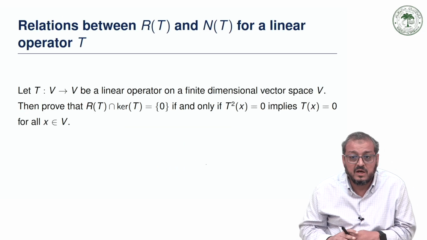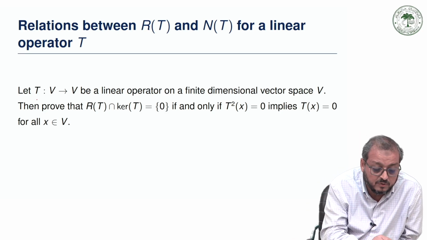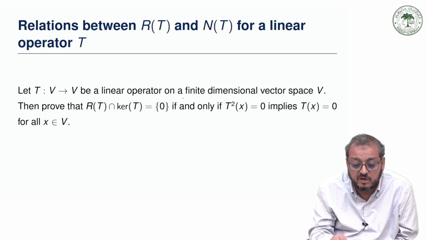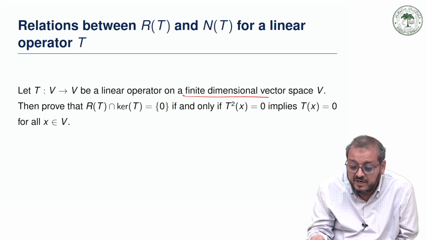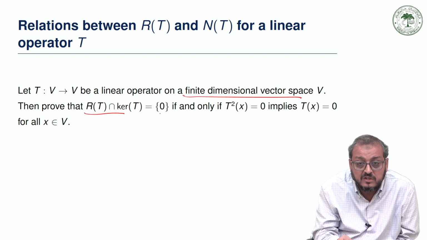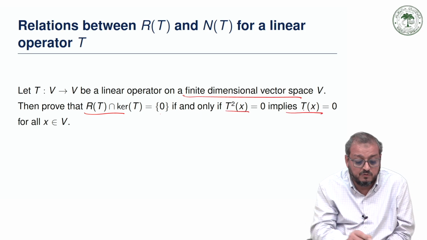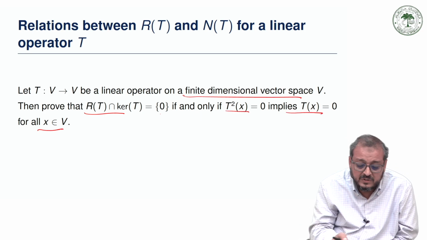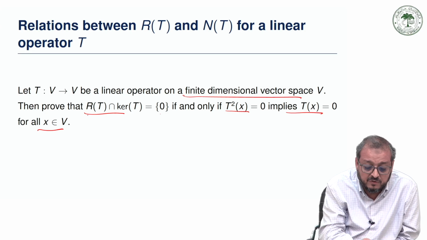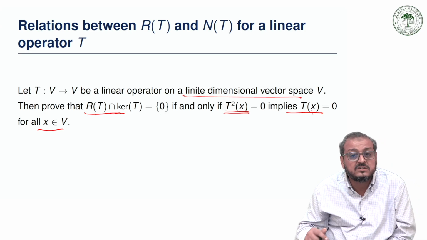Okay, so now just one more problem and then I will stop. Suppose T from V to V is a linear operator on a finite dimensional vector space. Then the intersection of the range of T and the kernel of T is equal to 0 if and only if T squared x equal to 0 implies that Tx is equal to 0 for arbitrary x. So we take an if and only if condition: if T squared x is 0 then Tx is equal to 0.